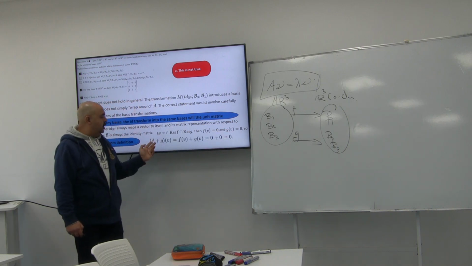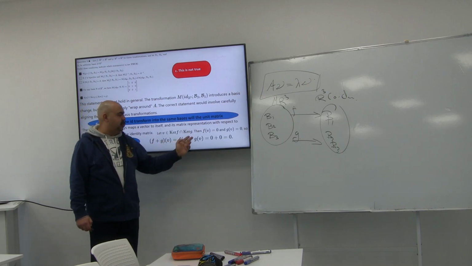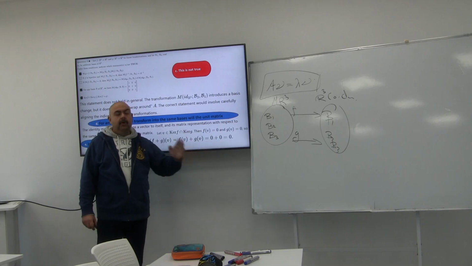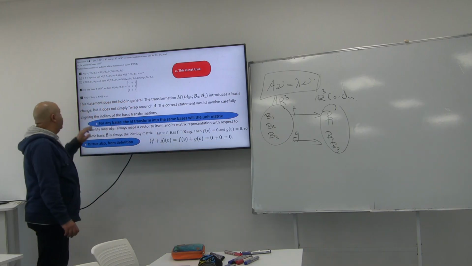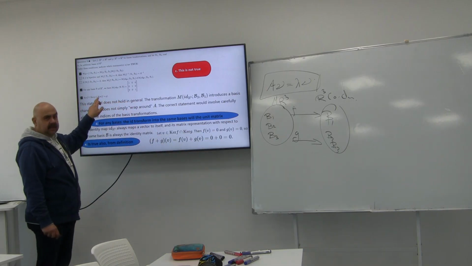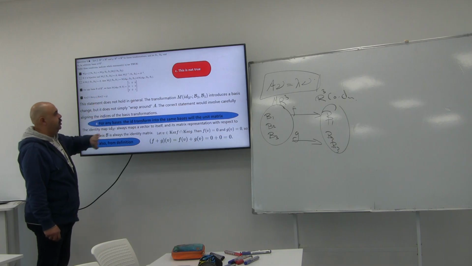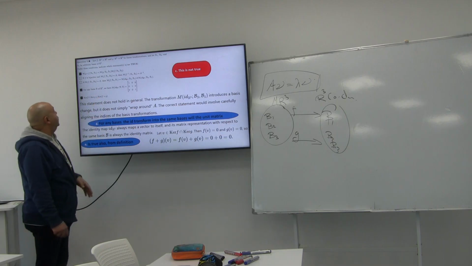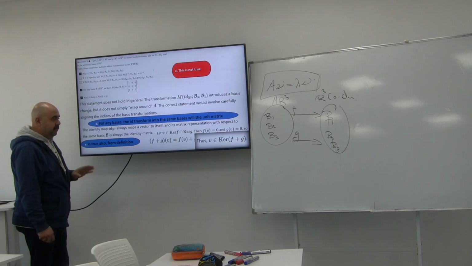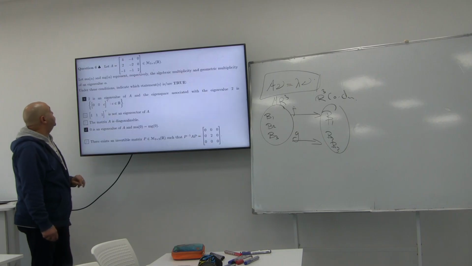So f plus g acting on v is going to be equal to f of v plus g of v, 0 plus 0 equal to 0, which means that the kernel belongs to, that is a subset of, the kernel of f plus g directly. This is for question number 5, which is correct, of course.